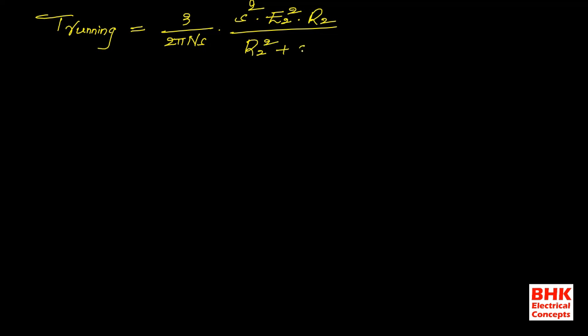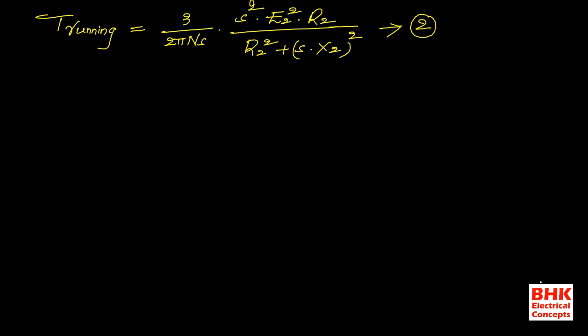T running, that is running torque, is equal to 3 divided by 2 pi ns into S square into E2 square into R2 divided by R2 square plus S into X2 square. Now this equation number 2 represents the running torque of a three-phase induction motor. Clear? Now coming to the most important point, that is when this running torque is maximum.